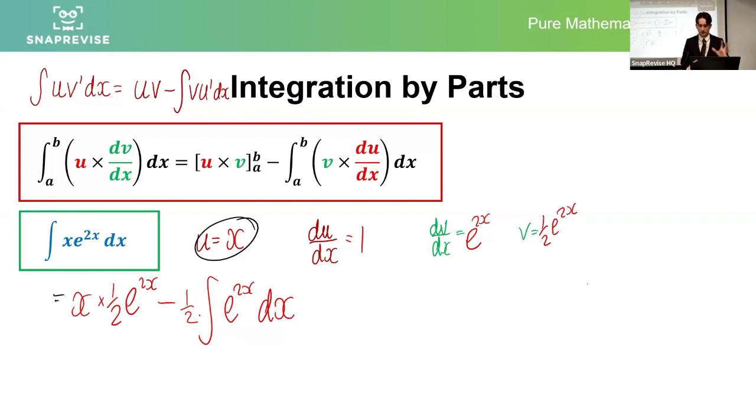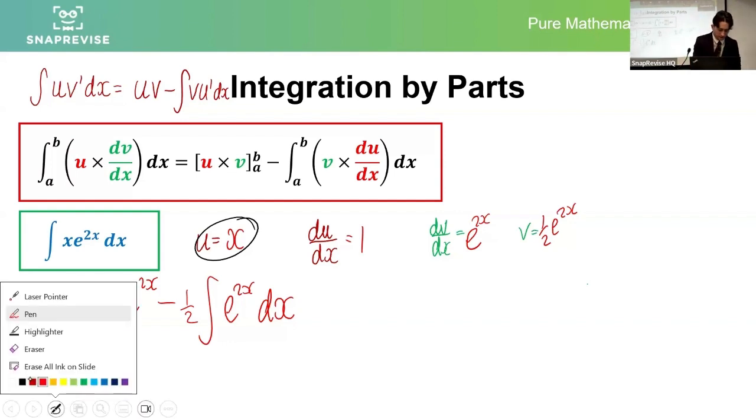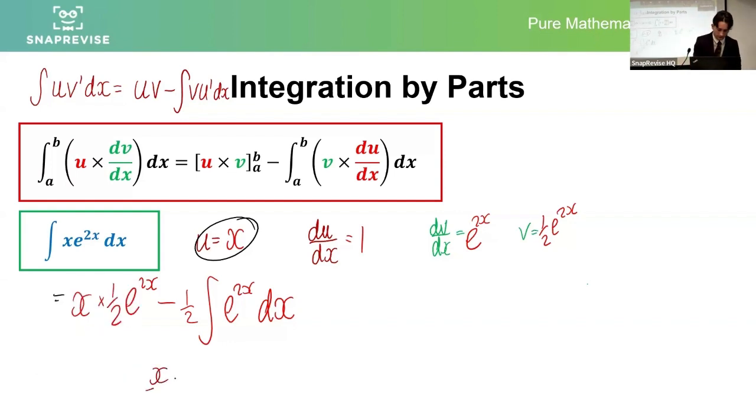And what must we not forget? We mustn't forget at the end of it the plus c. So we are going to get, if we go through this together, x over 2 e to the 2x minus, then the integral of e to the 2x is another half e to the 2x. The half times the half is a quarter e to the 2x plus c. Well done if we got that.